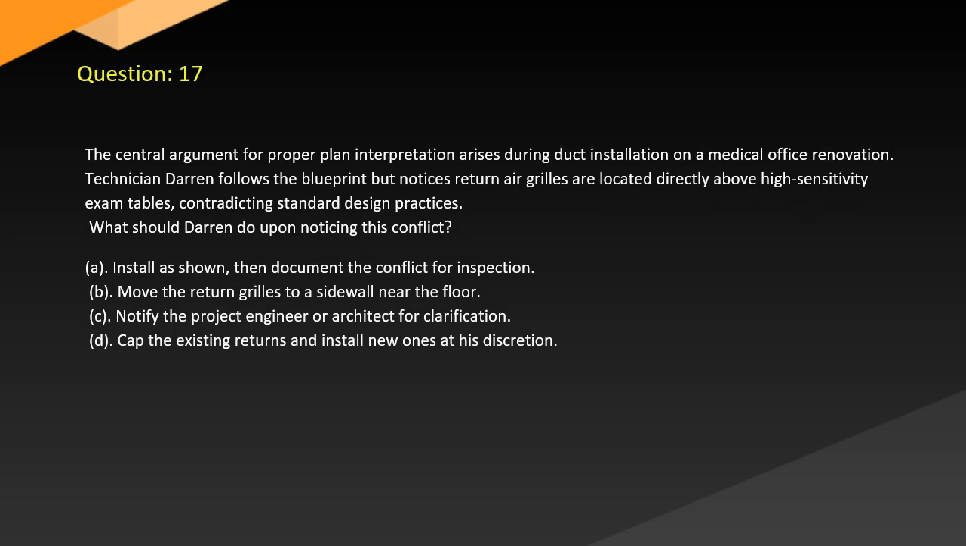Question 17. The central argument for proper plan interpretation arises during duct installation on a medical office renovation. Technician Darren follows the blueprint but notices return air grilles are located directly above high-sensitivity exam tables, contradicting standard design practices. What should Darren do upon noticing this conflict? A. Install as shown, then document the conflict for inspection. B. Move the return grilles to a sidewall near the floor. C. Notify the project engineer or architect for clarification. D. Cap the existing returns and install new ones at his discretion.